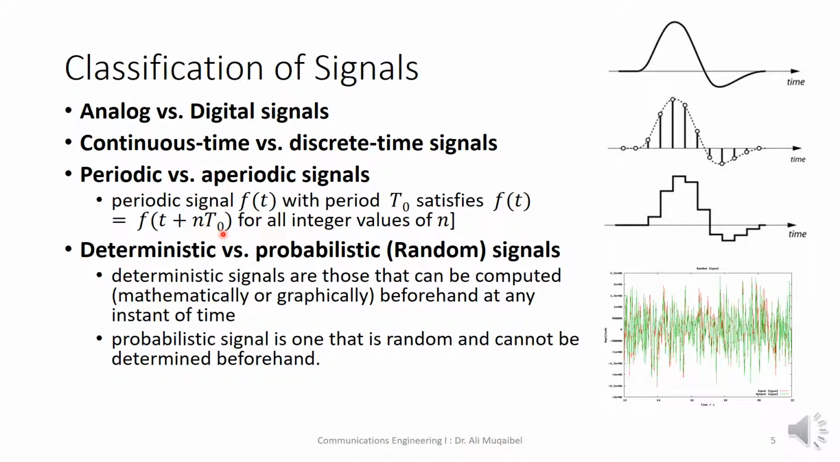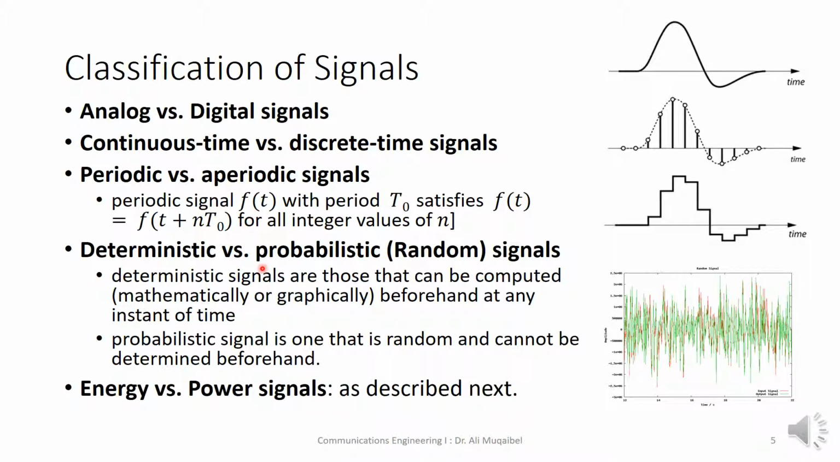We can also classify signals as being deterministic versus probabilistic. Deterministic signals can be computed mathematically or graphically. You can tell what comes next, like a sinusoidal signal. But for probabilistic signals, you don't know what comes next. You have no idea. So for example, for this signal, if I ask you to sketch what comes next, it's a random signal for us. So that's four different ways of classifying signals.